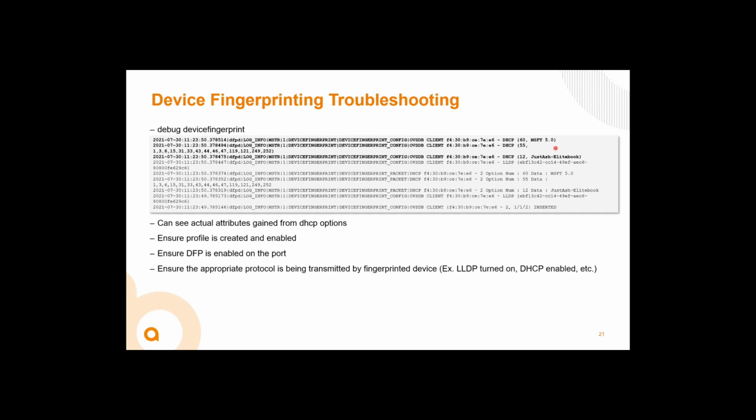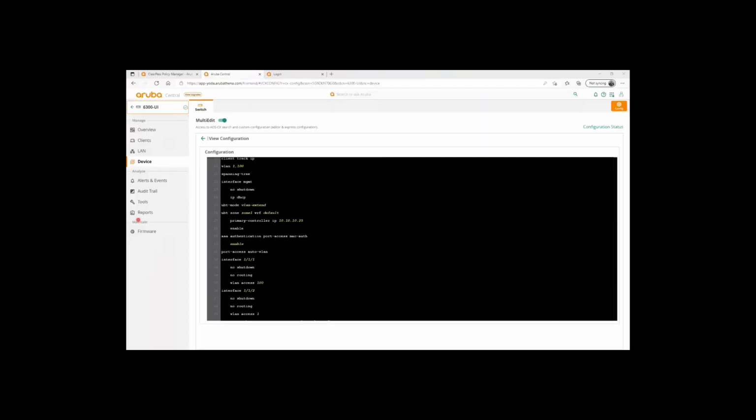You want to ensure that the profile is created and enabled. Ensure that device fingerprinting is enabled on the port as well. So you enable it globally as well as on the port. And then you want to ensure that the appropriate protocol is being transmitted and enabled on the fingerprinted device. For example, having LLDP turned on, DHCP enabled, CDP enabled, etc. So let's take a look at a couple demos here.